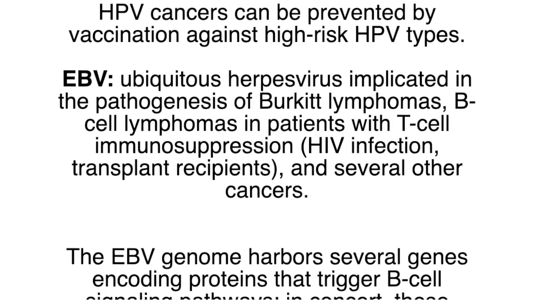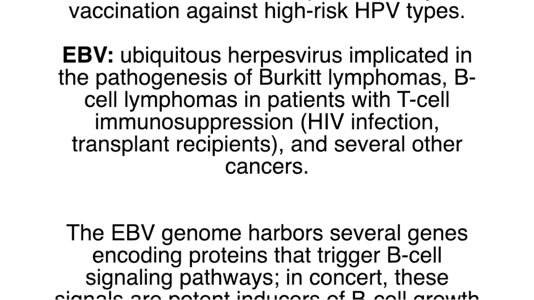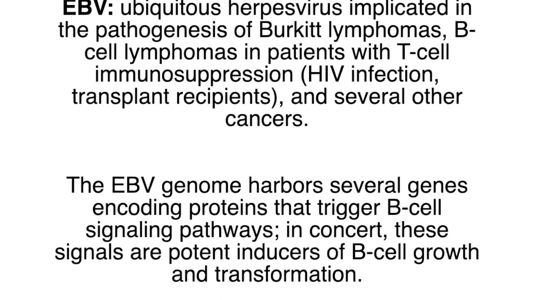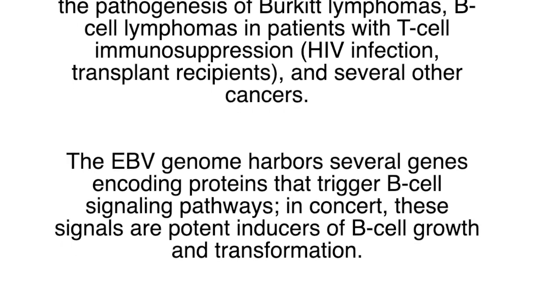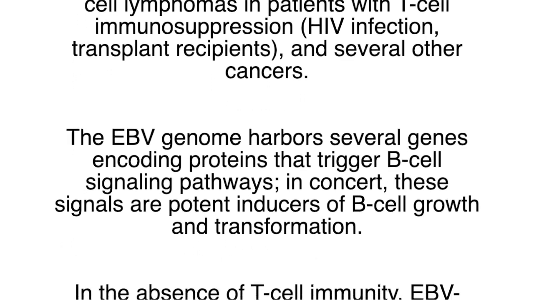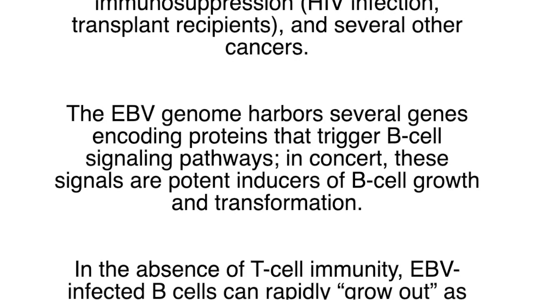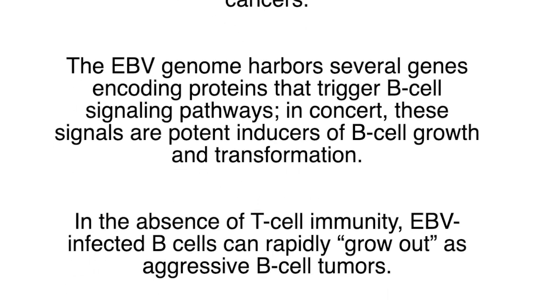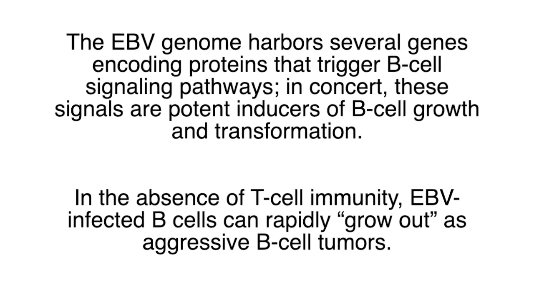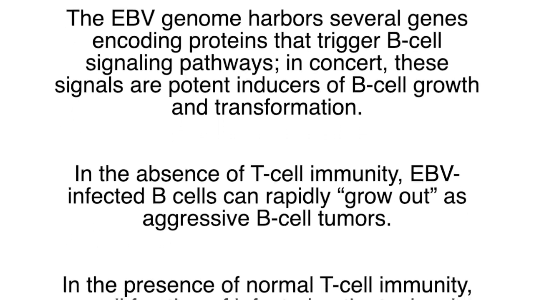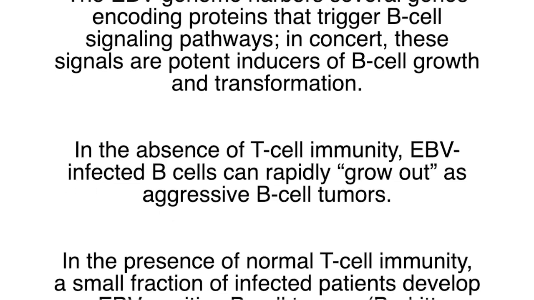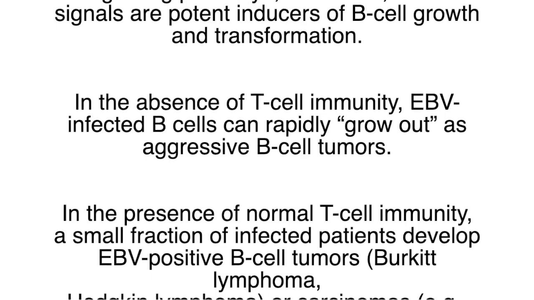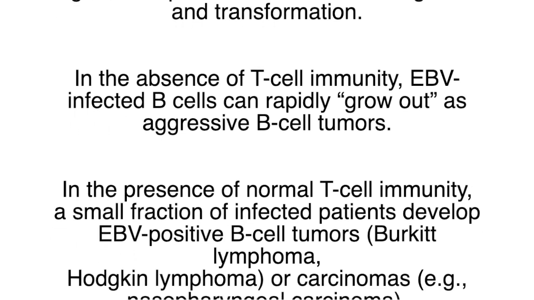EBV, a ubiquitous herpes virus, is implicated in the pathogenesis of Burkitt lymphoma, B-cell lymphomas in patients with T-cell immunosuppression, that is HIV infection, transplant recipients, and several other cancers. The EBV genome harbors several genes encoding proteins that trigger B-cell signaling pathways. In concert, these signals are potent inducers of B-cell growth and transformation.